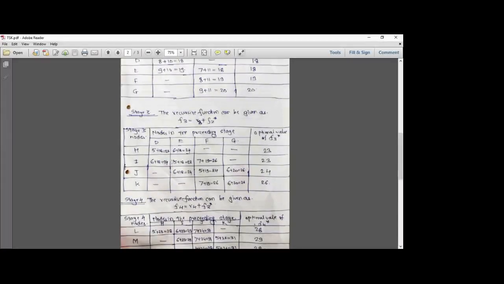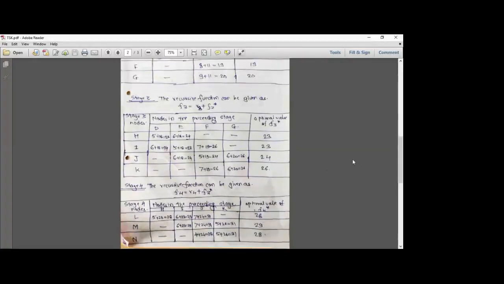So for H node, we have values 28, 23 and 24. So the lowest is 23 that we have selected. Again, for I node, we have 24, 23 and 26. So the lowest value is 23 that we have selected. Nextly, it is 24, 24 and 26. So 24 is the least that we have selected. And next is the 26 and 26. So we can go with 26.